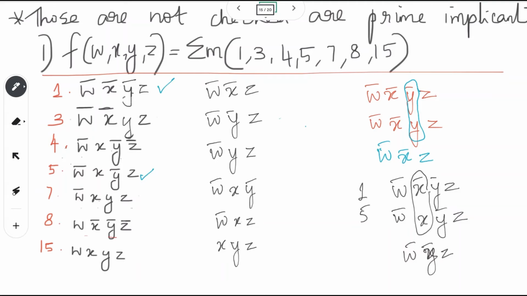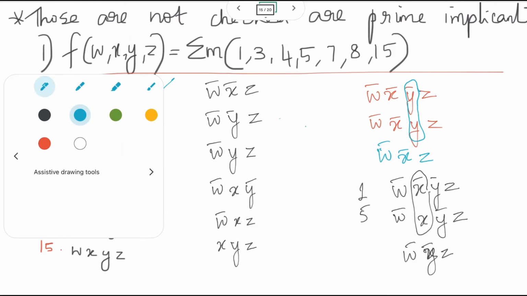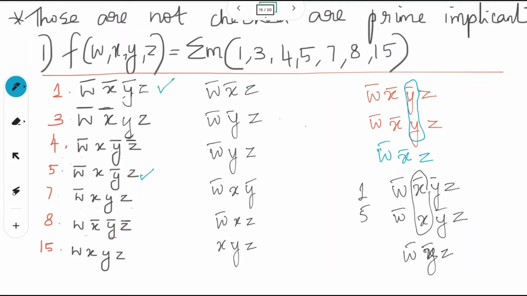So now we have to check whether it can be a prime implicant or not. So if you check here, you can see that w bar y bar z, so here also you have w bar y bar z. So that should be a tick mark. Then w bar yz. So here you have w bar yz. So this should be a tick mark. Then you have w bar x y bar. So here you have it. So this should be a tick mark.